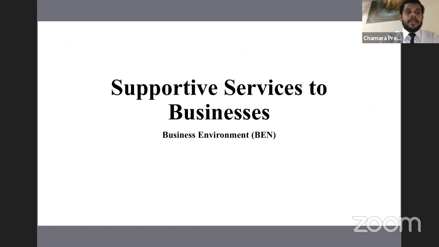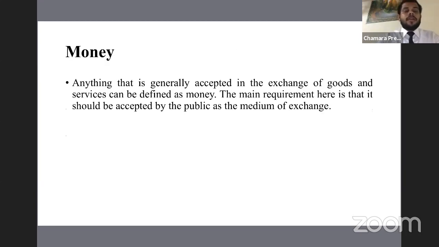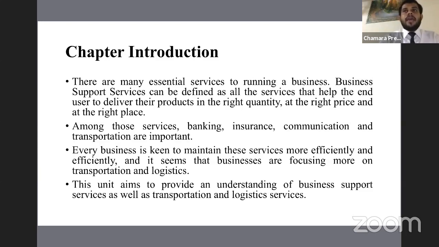As we discussed at the beginning, we thought of talking today about the supportive services to business. It includes money, transportation, communication, and logistics. What we talked about is basically money, what kind of role money plays in the exchange process, and the characteristics of good money. How this medium of exchange evolved over time, and also the functions of money and types of money.